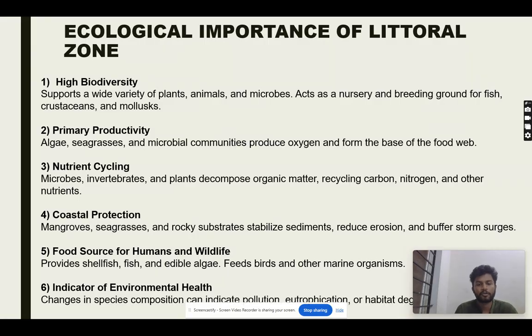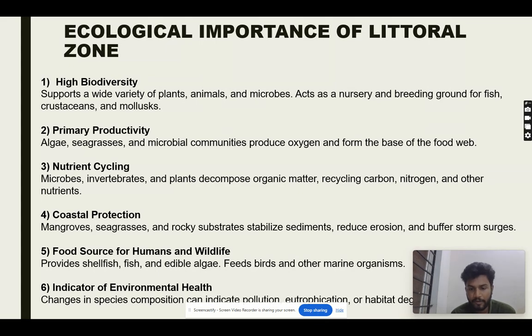And the food source for humans and wildlife. As I already discussed, it supports a wide variety of plants and animals. So it provides shellfish, fish and edible algae, and feeds birds and other marine organisms for aquaculture. Basically, food source for humans and wildlife mainly discusses the importance of aquaculture and how the littoral zone supports aquaculture.